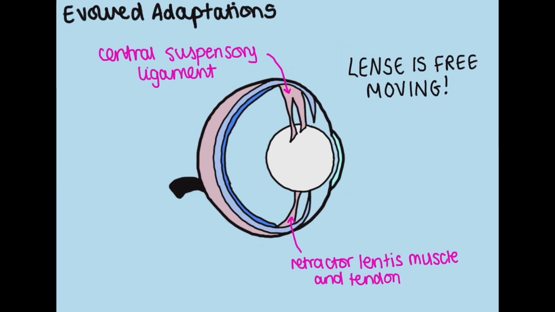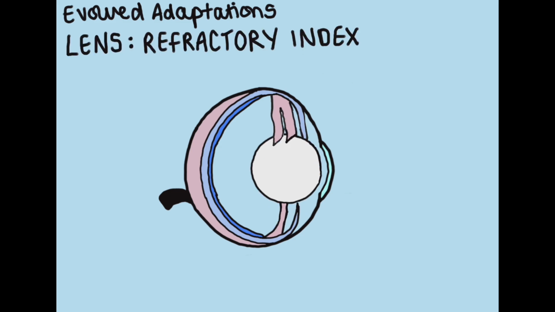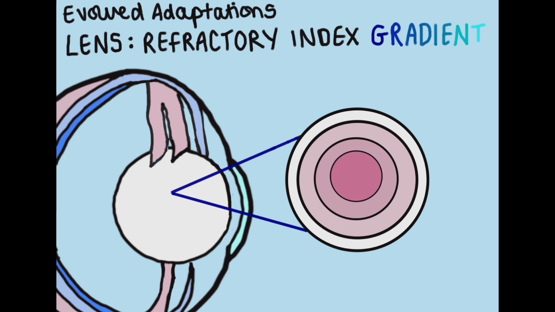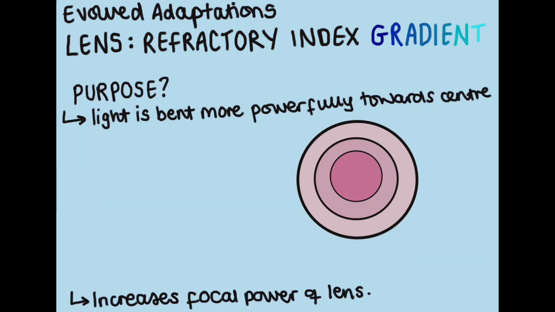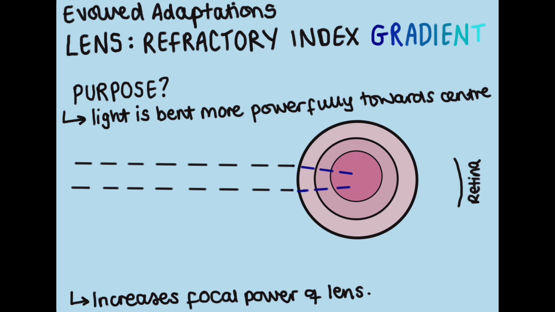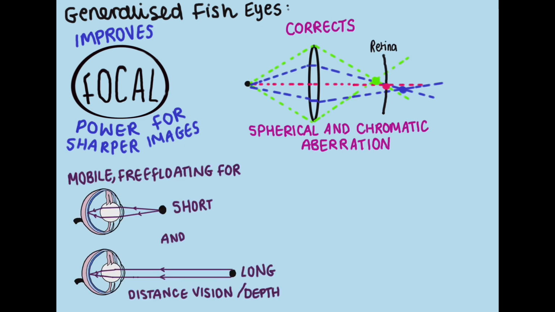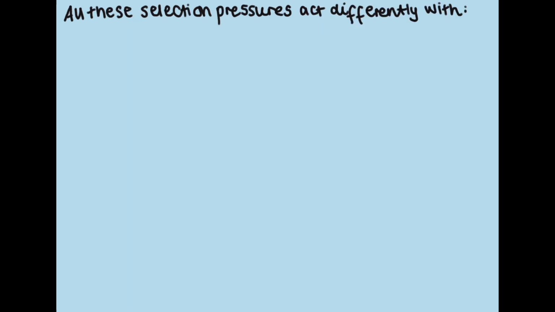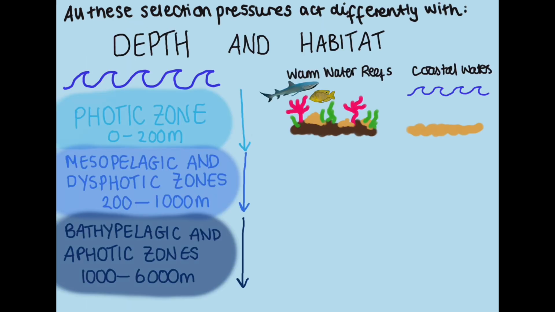The fish eye has evolved several mechanisms to cope with these. The lens is free-moving, allowing it to have both short and long-distance vision, and the lens has a refractory index gradient, an increasing density gradient from the surface to the core, so light is bent more powerfully towards the centre and prevents images being focused beyond or before the retina. The lens also corrects for chromatic aberration, where colours are focused at the wrong point on the retina, and the specialised chromatic pigments in rods and cones allow for different visual environments.